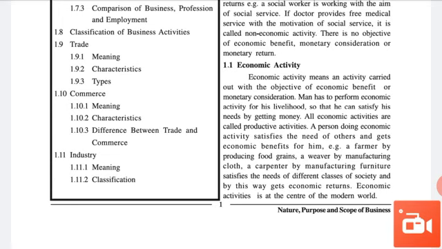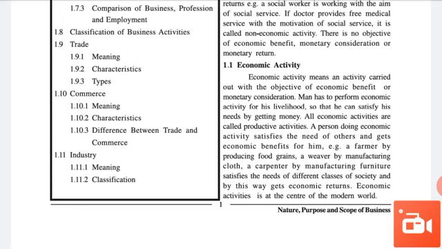Then a person doing economic activity satisfies the needs of others and gets economic returns for himself. For example, a farmer by producing food grain, a weaver by manufacturing cloth, and a carpenter by manufacturing furniture satisfy the needs of different classes of society and in this way get economic returns like monetary returns and satisfy their needs.